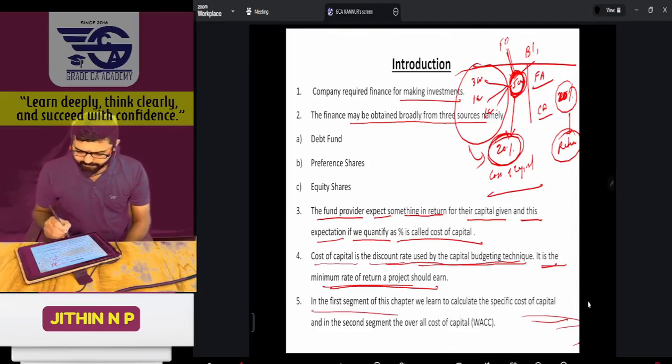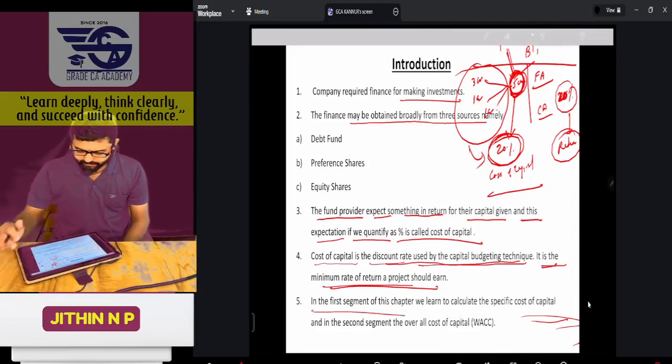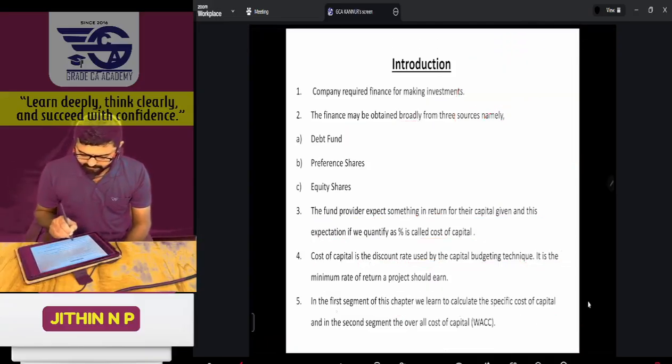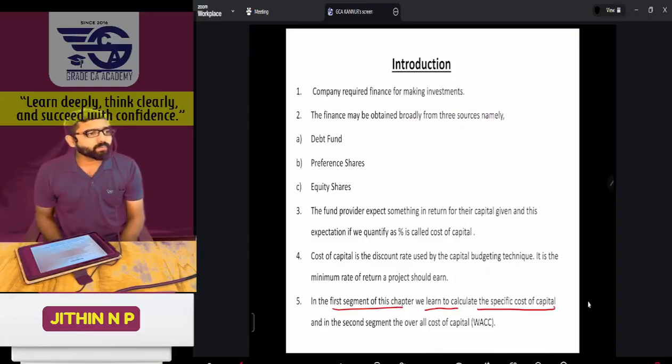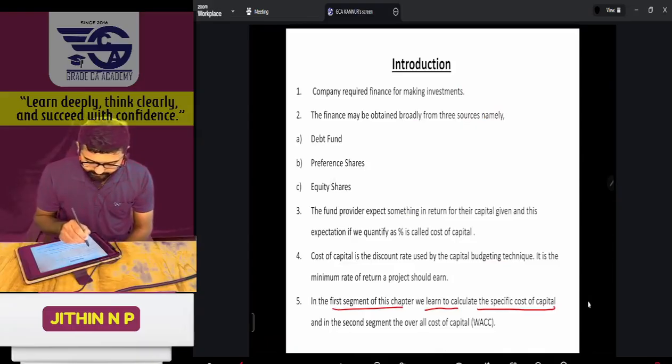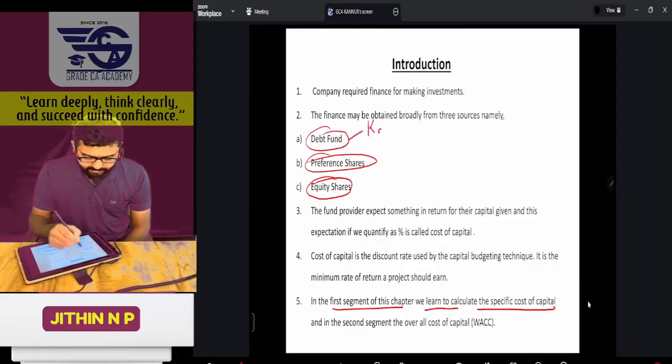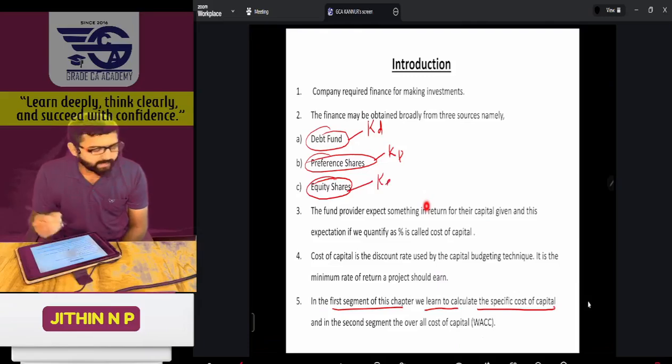In the first segment of this chapter, we learn to calculate the specific cost of capital. What is specific cost of capital? Yes, cost of equity, cost of debt, cost of preference shares. Separately, we are going to learn. Cost of debt means KD. Cost of preference shares means KP. Cost of equity shares is called KE.